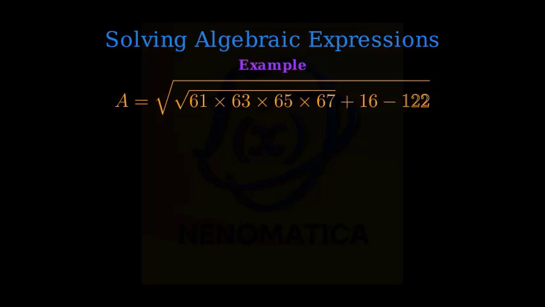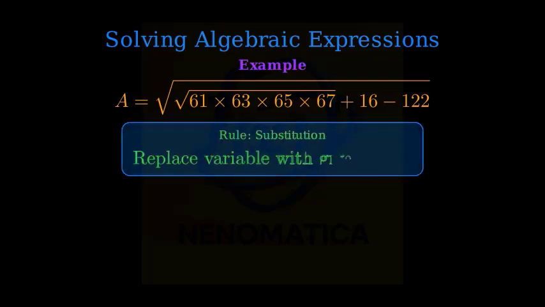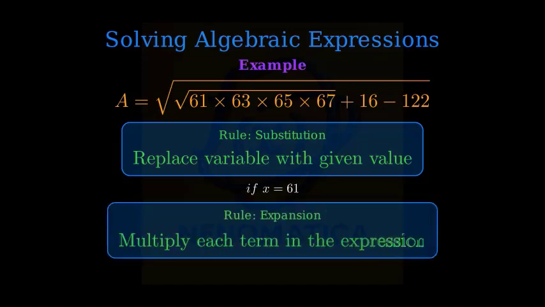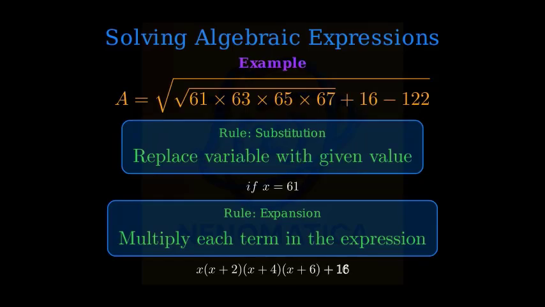We need to find the value of a in the following expression. A equals the square root of the product of 61 times 63 times 65 times 67 plus 16 minus 122. We're given that x equals 61. Let's substitute this value and see what we can determine. Let's expand the expression x times the quantity x plus 2 times the quantity x plus 4 times the quantity x plus 6 plus 16.